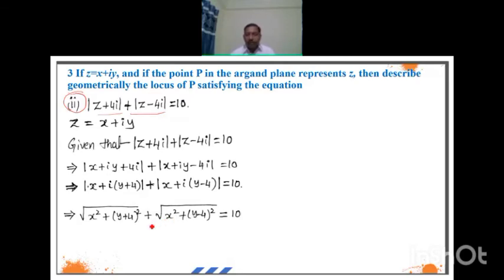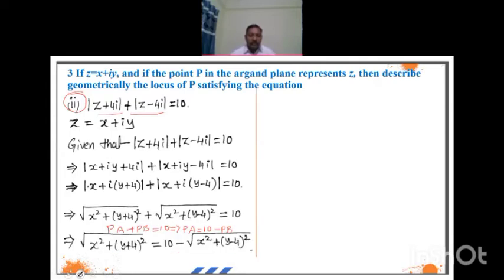Otherwise we cannot eliminate the square roots. Suppose PA plus PB is equal to 10; you have to write it as either PA equals 10 minus PB, or if you are writing PB, you should write 10 minus PA. Otherwise, you cannot simplify this. You cannot eliminate the square roots.